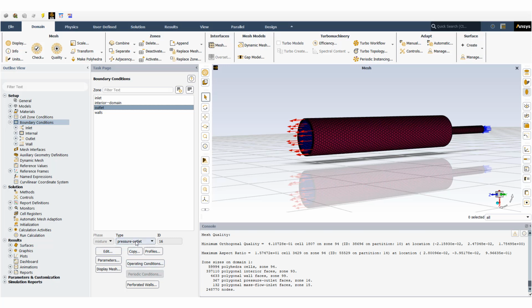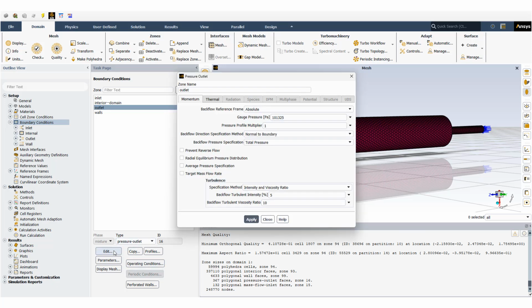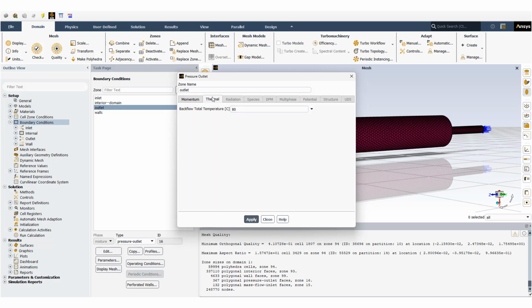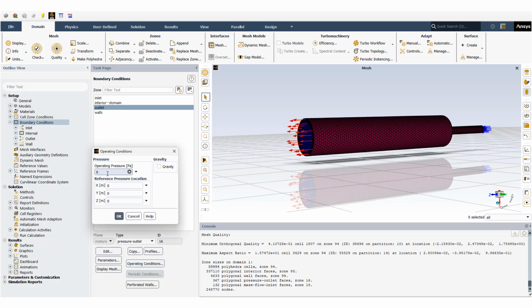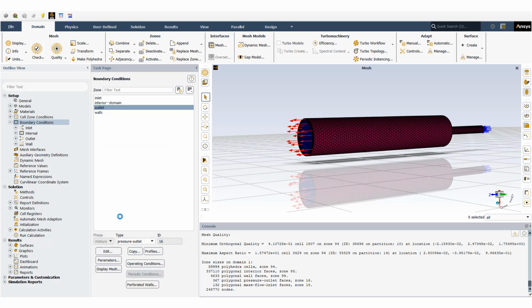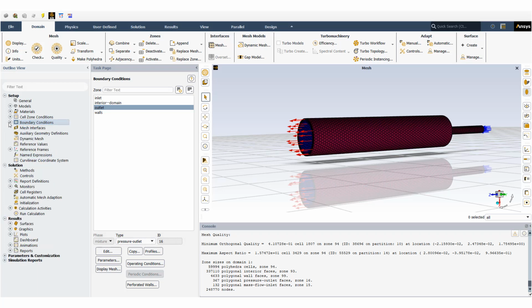For outlet condition, pressure outlet, this is the gauge pressure, ambient pressure that I consider here, and same thermal condition for the outlet as inlet. And operating condition, I consider 0 here. And this is the way that we can use the same operating condition as set up for the pressure outlet when we change the material model from constant material properties to ideal gas. So these are the setup for material properties.